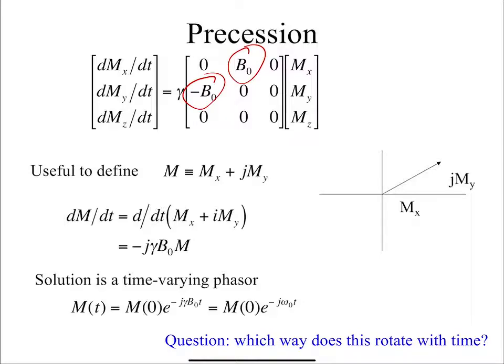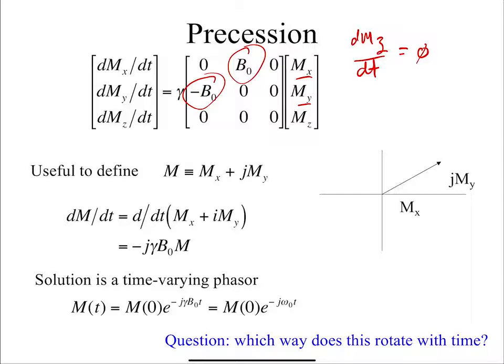And now all we have to do is look at what this equation of motion tells us is going to happen. The first thing we can say is that we know that dmz/dt is going to equal 0. So that means the z component, according to this equation, is not going to change. And so we don't have to worry about the z component. We can just worry about the mx and the my components.